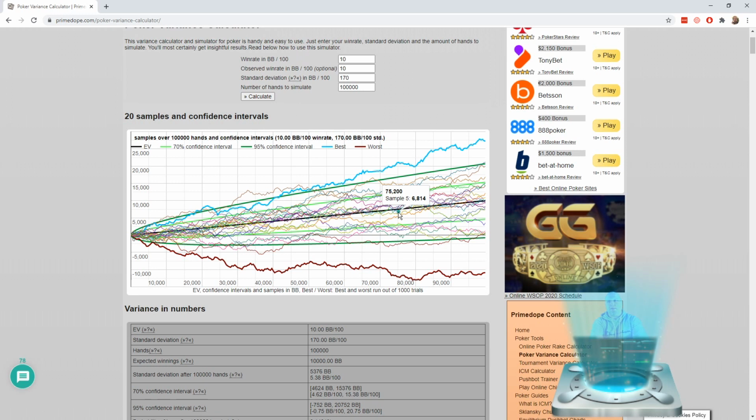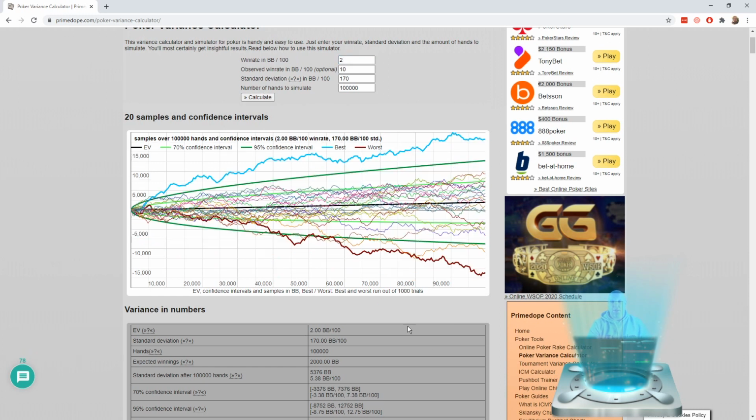And in the end, the expected income is the same. The expected profit would be the same in the end. But 10 BB on PLO 50, less variance. 2 BB on PLO 200, super high variance. Like, if we put here 2 BB per 100, I'm afraid to even press this button.